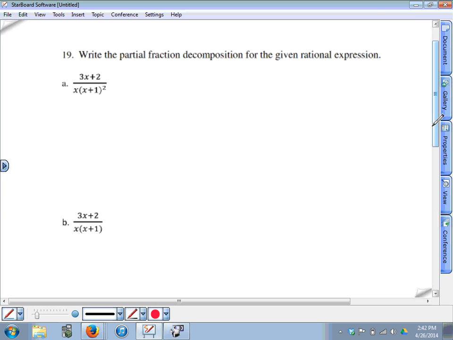Okay, question 19 here. These are from chapter 6, section 4, I believe, 6.4.